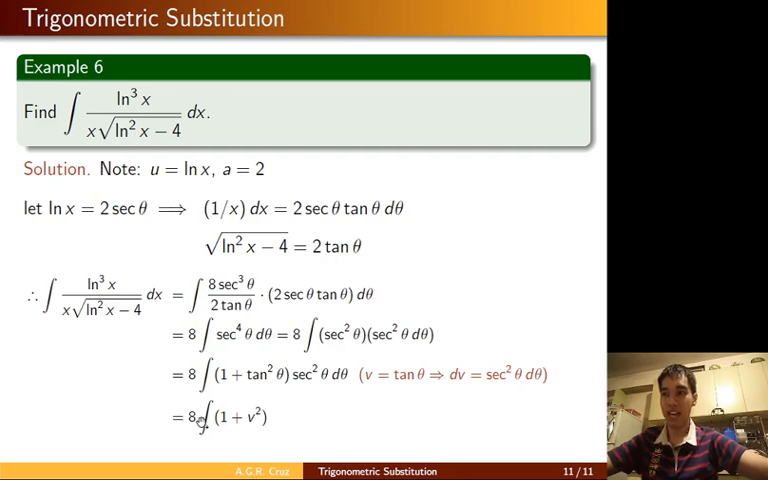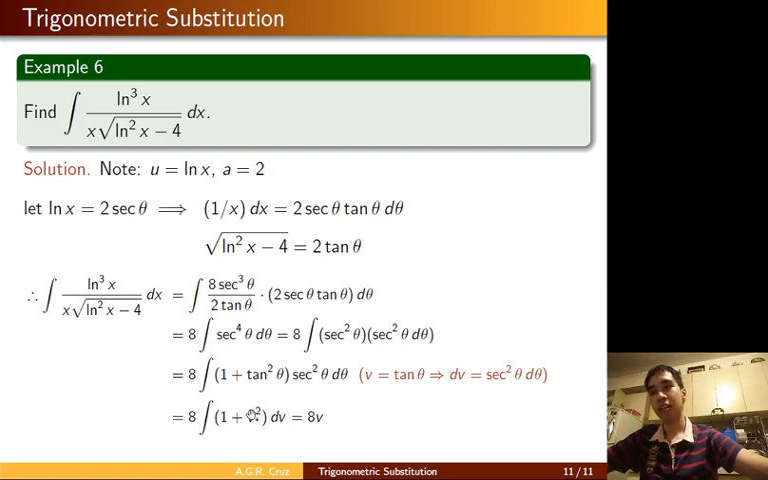You have here 8. And then times si 1 plus tangent squared theta. Di ba si v ay tangent theta? So this one becomes v squared. We get here 1 plus v squared. Tapos itong secant squared theta d theta, that is of course dv. Okay? And this is not so hard anymore. You're just integrating now a polynomial function, no? We have again 8 sa labas. And then times what's the antiderivative of 1 in terms of v? That's just of course v, no? And then times 8, you get 8v.